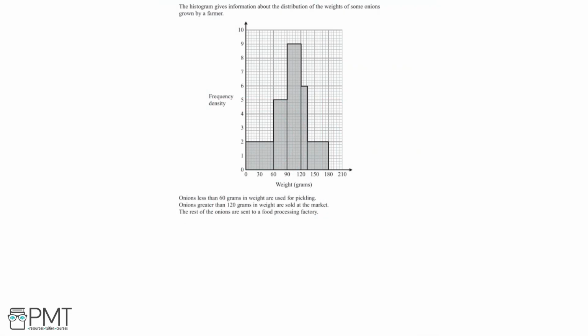In this question, we're given a histogram which gives information about the distribution of the weight of some onions grown by a farmer. Now, onions less than 60 grams in weight are used for pickling, and onions greater than 120 grams in weight are sold at the market. Now, the rest of the onions are sent to a food processing factory.